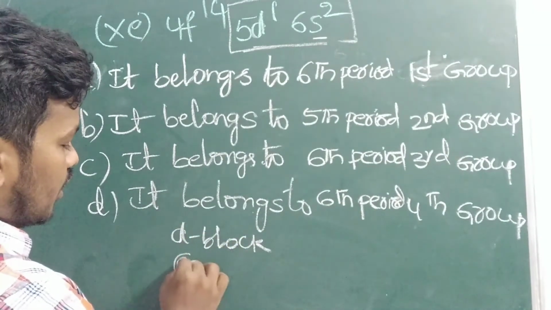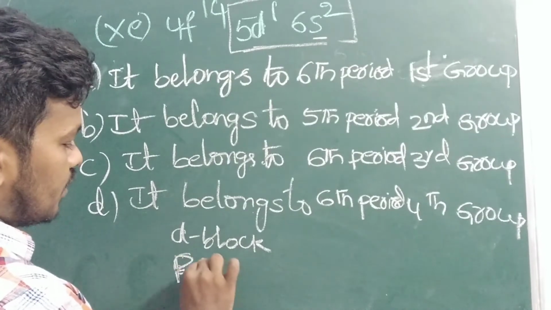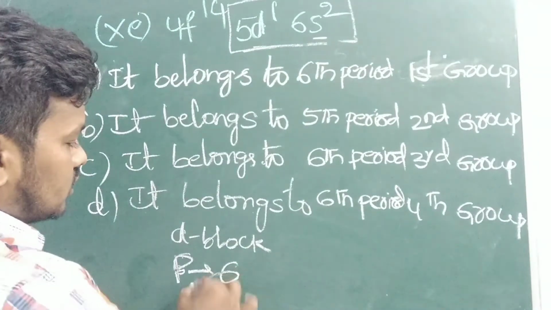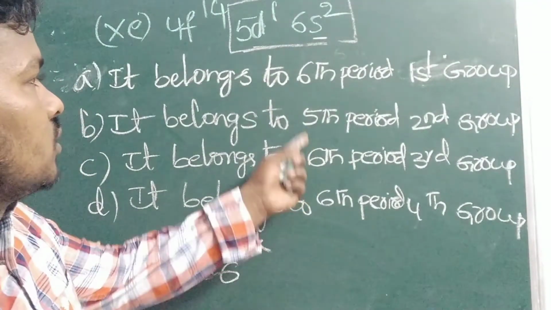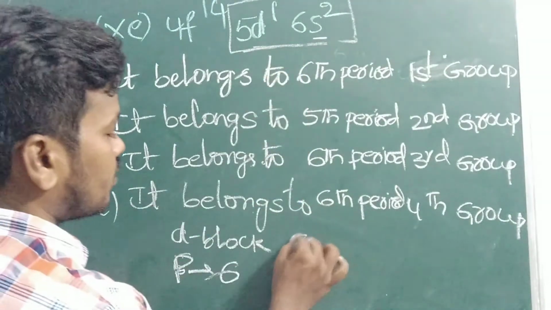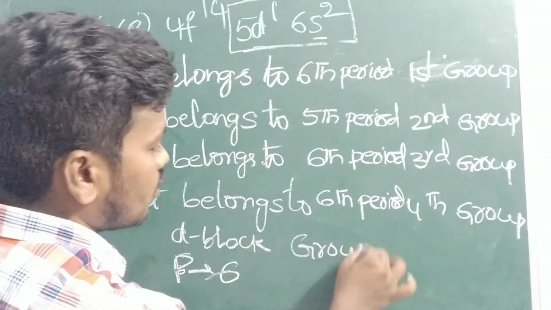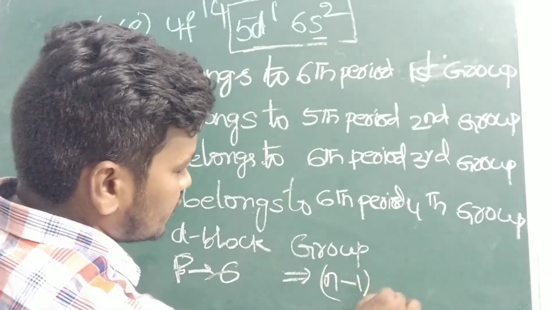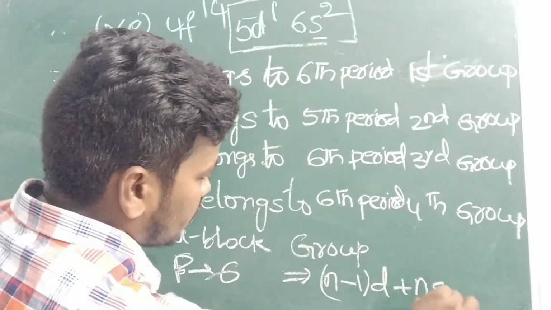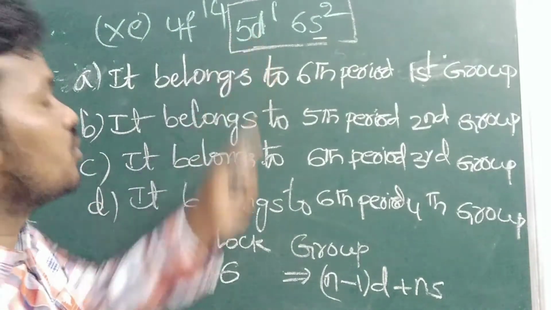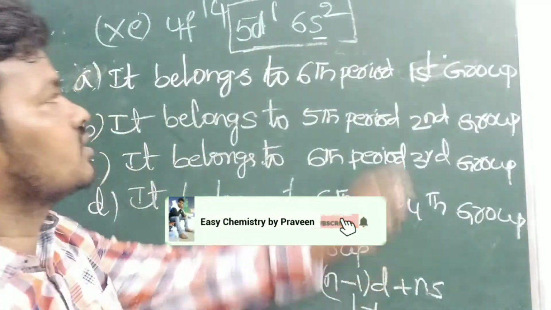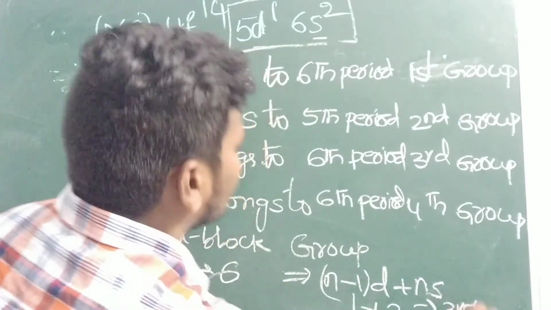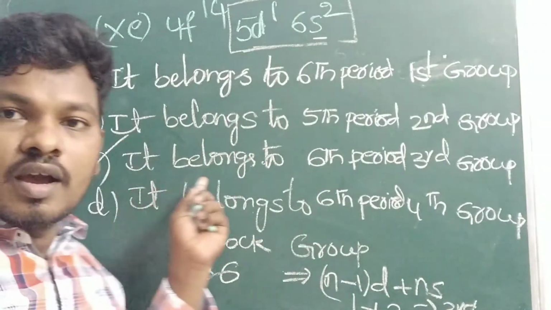Now the group number and period number. First, the period number is the highest shell number. What is the highest shell number? 6. Sixth period. What about the group number? We have to count the number of electrons in the (n-1)d shell plus the ns shell. How many electrons in the d subshell? 1 electron. How many electrons in the s subshell? 2 electrons. So it belongs to the third group. So option C is the correct answer.